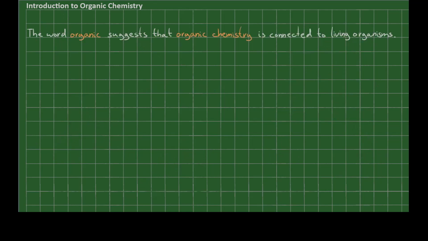The term organic suggests that organic chemistry is somehow connected to living organisms. And that is absolutely true. Living organisms are made up of organic compounds. And from a historical perspective, organic chemistry used to deal only with substances that were obtained from living matter. In other words, substances that we could get from plants and animals. This is still true today. A lot of organic compounds are derived from living matter.